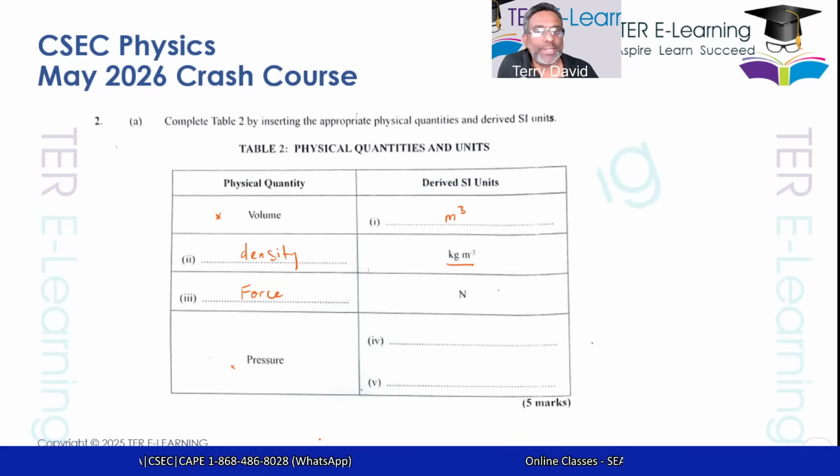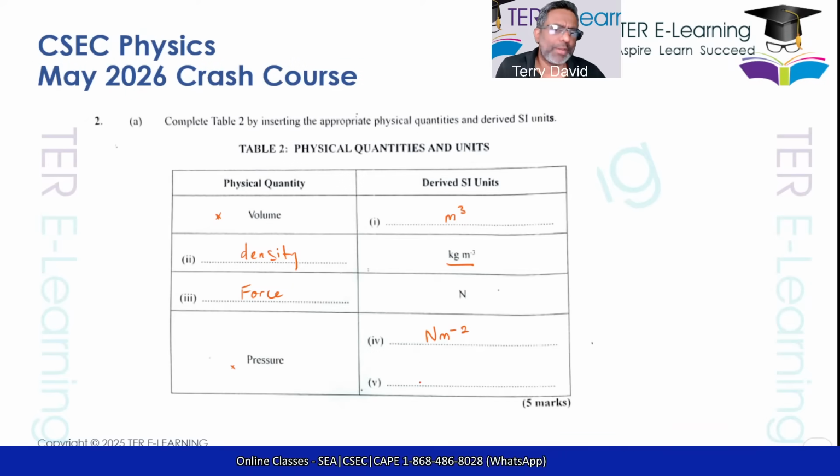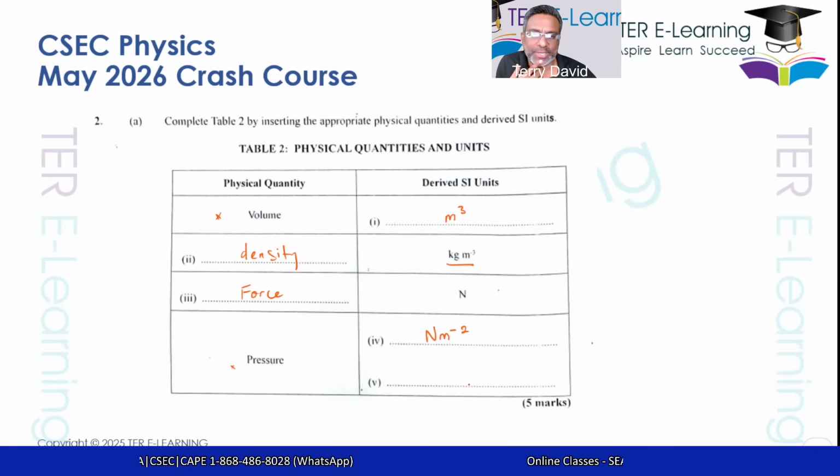And then they want 2 units for derived SI units. So when we speak about derived SI units, pressure can be measured in force per unit area, which is Nm to the minus 2. That is pressure. Now, for a question like this, pressure is also measured in Pascal as well. You all right with this?